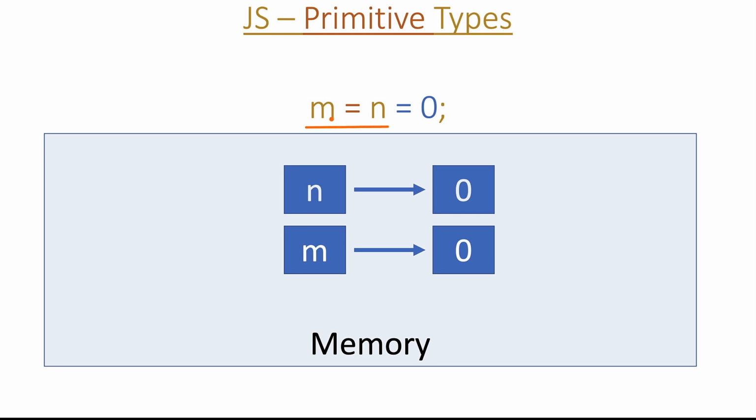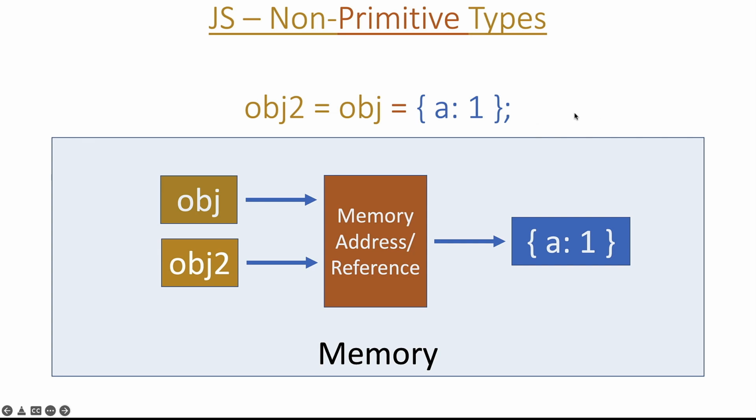And then m will be assigned the value of n, which will be 0 by that point. When this is executed, this is what it will look like in memory. m will point to a new location in memory which contains the value 0. And this is what I meant by copy by value. So the point to note here is that in memory, m and n each have their own value of 0, like this.